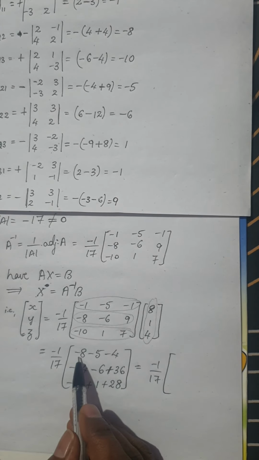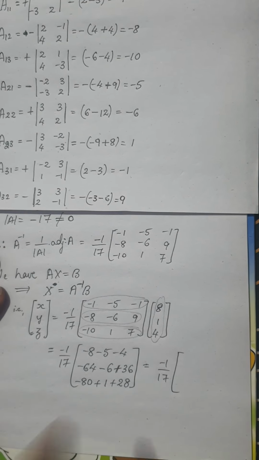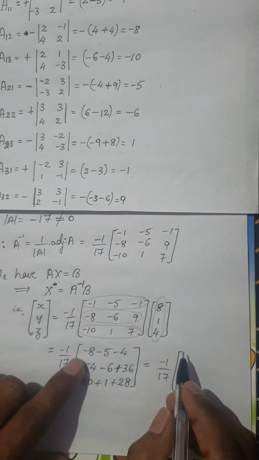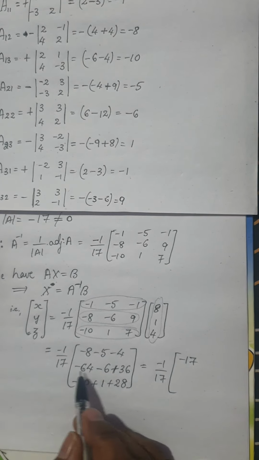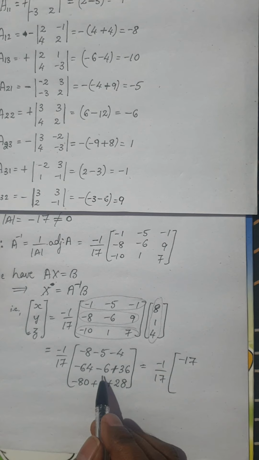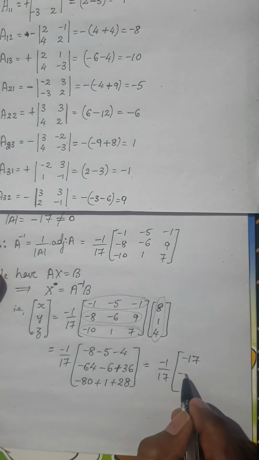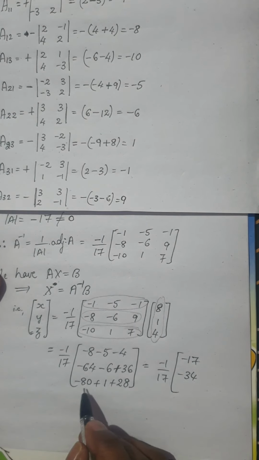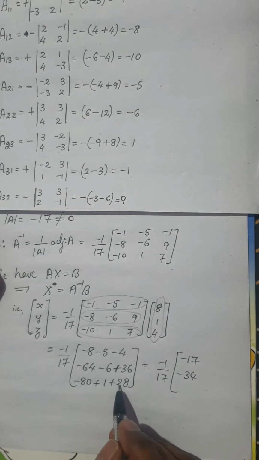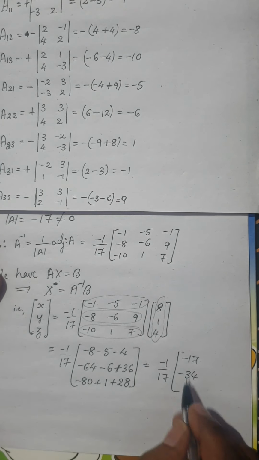So this is nothing but, remember, I have minus 1 by 17 as it is. Now what is minus 8, minus 5, minus 4? We know 5 plus 4 is 9, so minus 9 minus 8 is minus 17. Okay, now look here. Minus 64 minus 6 is minus 70. In minus 70, if you take away plus 36, it will be minus 34. Okay, now minus 80 plus 1 plus 28 will be, if you are not comfortable with it, use your calculators.